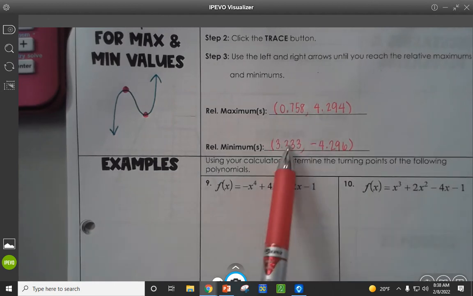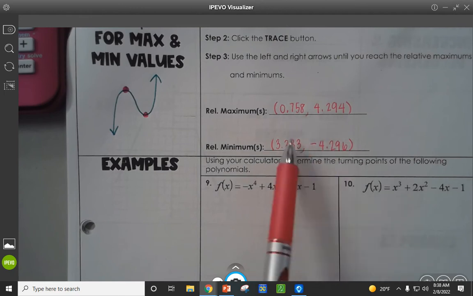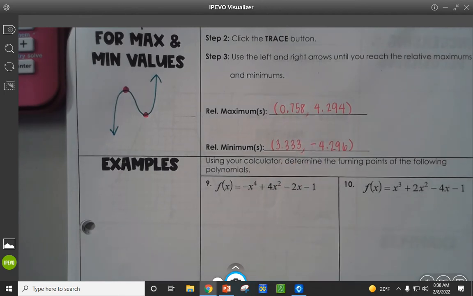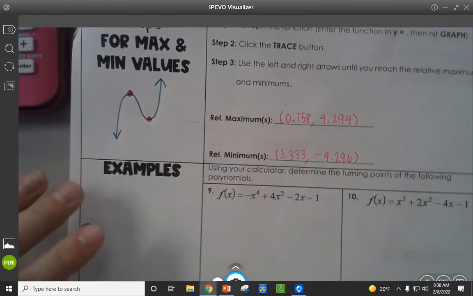Does anybody need help getting these 2 points? So we've got some examples to do, just 4 examples.